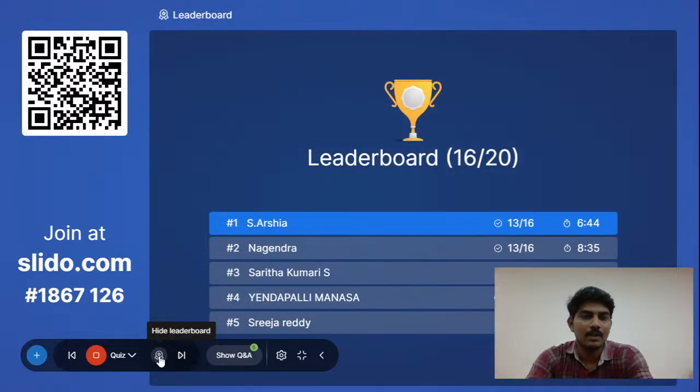Still Arsha is on the first position, and this time a new person has stood on the 5th position. Sreeja Reddy has come into the 5th position, and she answered 9 out of 16 questions, taking 6 minutes 28 seconds to answer these 16 questions. The remaining persons are in their usual positions.